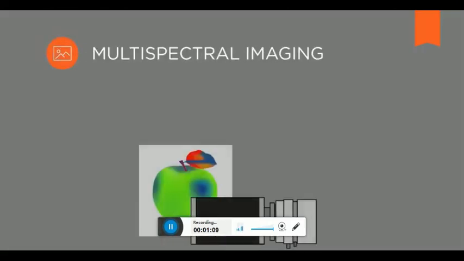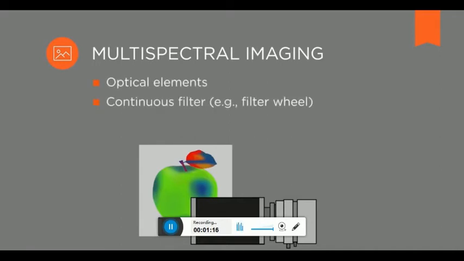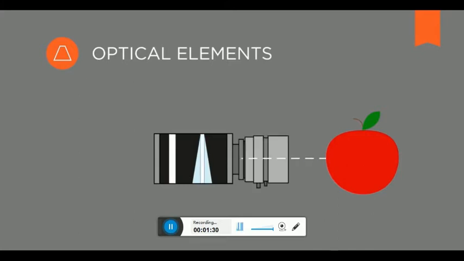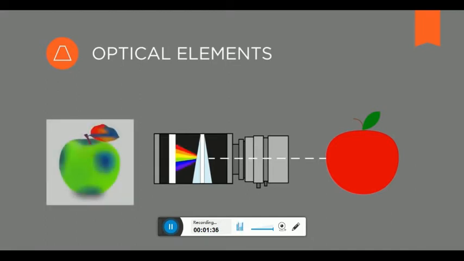There are three possible ways to gain spectral image information: a camera with optical elements, a continuous filter like the filter wheel, or a CMOS sensor with a filter. Multispectral cameras with optical elements consist of a prism, a sensor, gratings, and lenses. The light enters the camera through a slit. The prism and gratings refract the light. The line scan sensor can then generate a multispectral image, line by line.